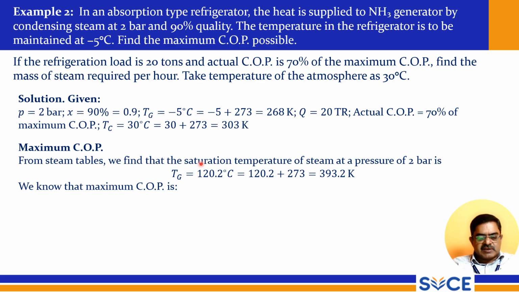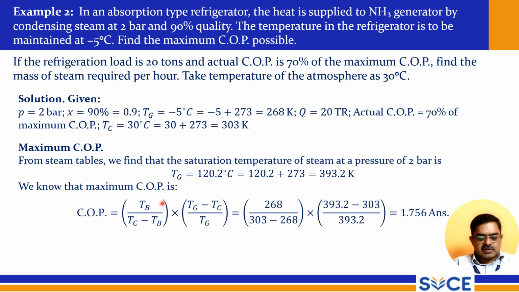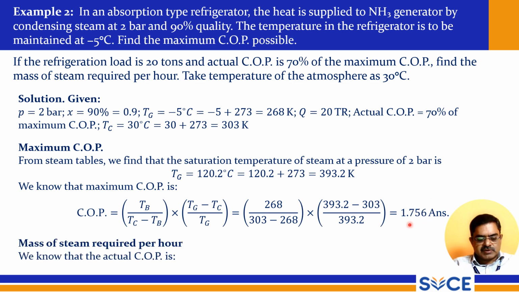So we find that the saturation temperature of steam at 4 bar pressure is TG equal to 120.2 degrees Celsius. So that we convert into Kelvin. So we know that maximum COP uses the same formula. So by substituting all these parameters, we are getting 1.756. So this is the maximum COP, and the actual COP can be calculated. So 70% of this is the actual COP.